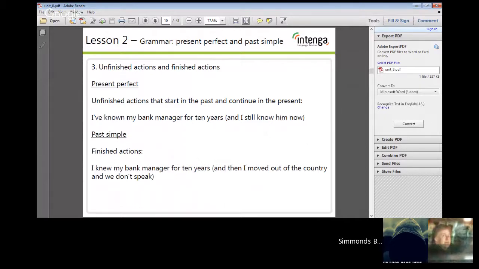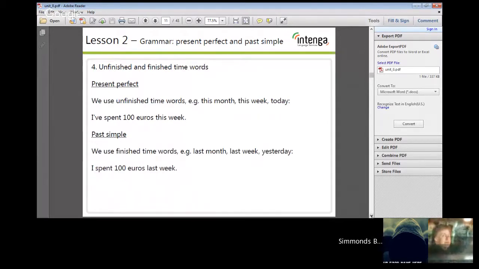All right, good. So if no more questions, I will move on to the fourth part. Unfinished and finished time words. Okay, this is what I was talking about before. Hacken, can you read this slide? I think it's your turn, right?